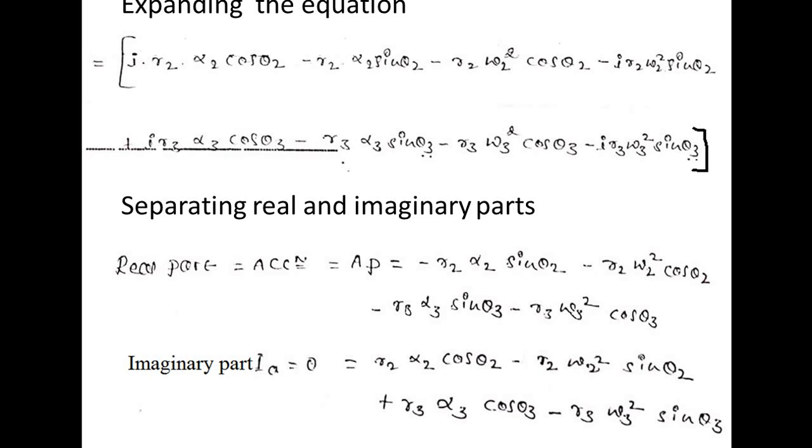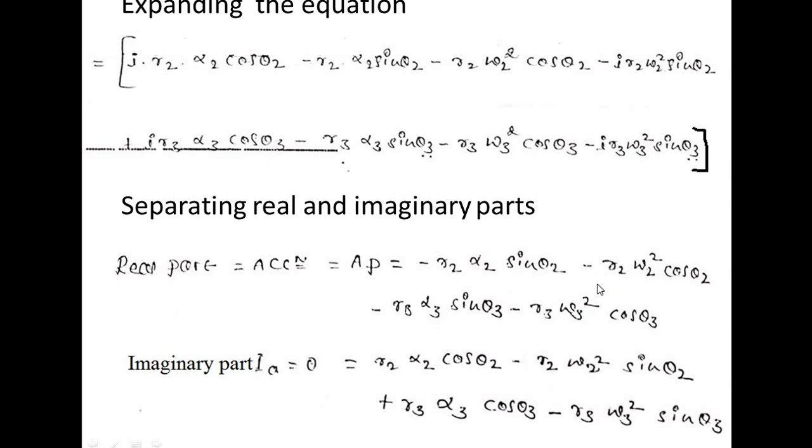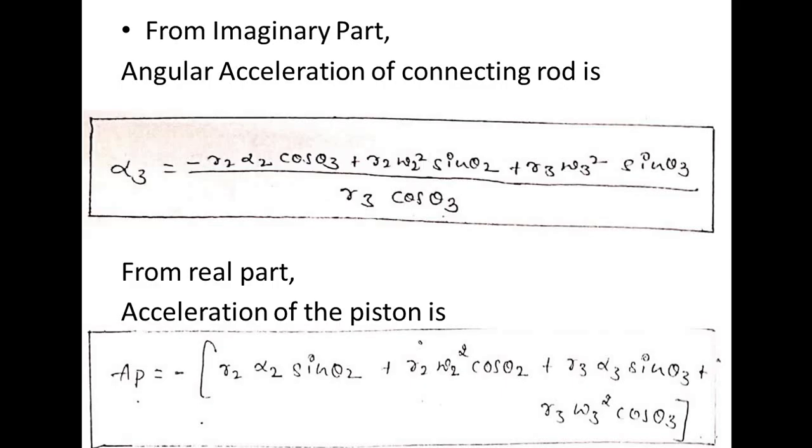So the real part, that you write here. The negative sign you take outside, and all the terms you write in the bracket. So these terms whatever we have got, all these terms we write here. So this completes the velocity and acceleration analysis of the single slider crank mechanism. So this derivation you have to study.